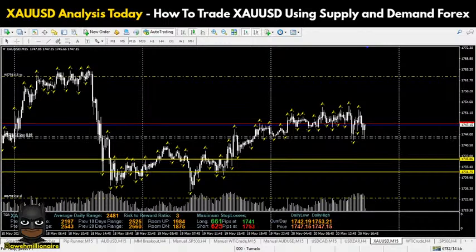So I've recently identified a setup on gold, and I just quickly want to go through the setup. I want to explain exactly what I'm looking at so that you can take some valuable tips, learn some tricks, and obviously apply it into your trading routine.